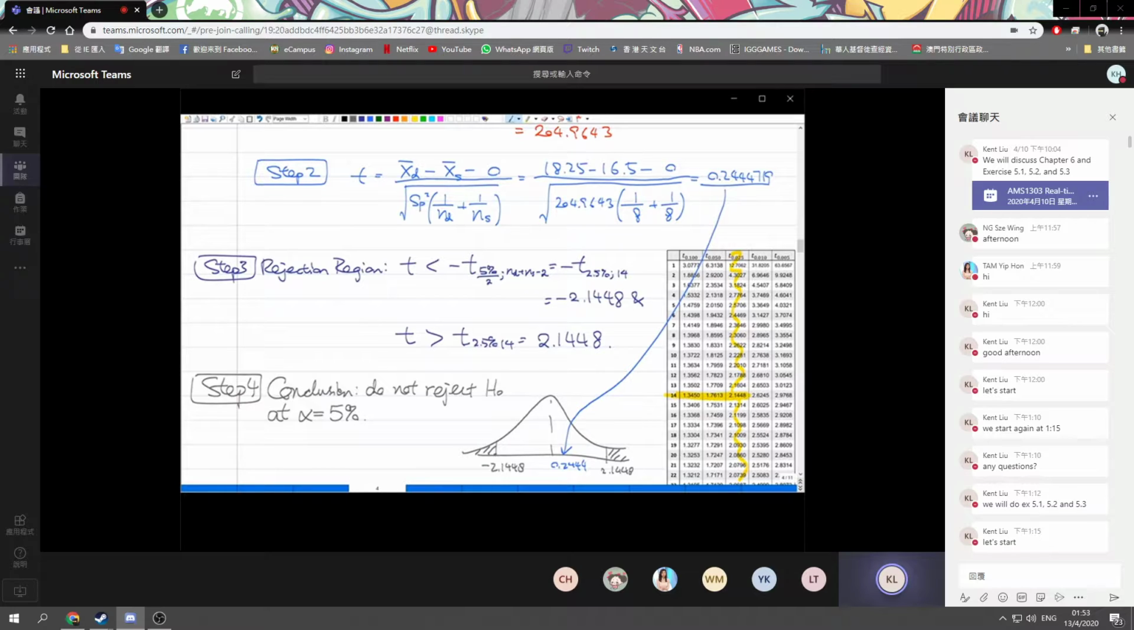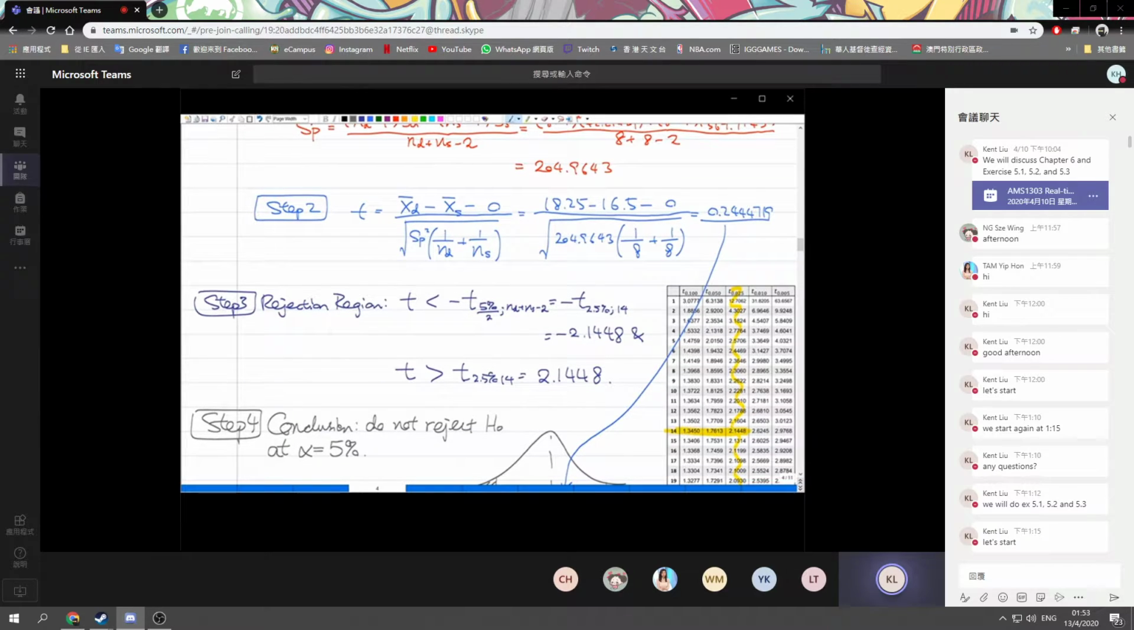Now you may ask, what about the p-value method? We said in the lecture notes, when we discussed the lecture materials, that the p-value is possible, but due to the limitation of the t-table, we won't require you to do that. So whenever you are doing the t-test, you don't have to worry about the p-value method. All right, so this is this question.